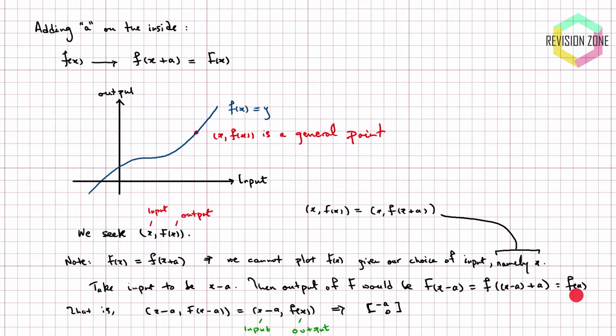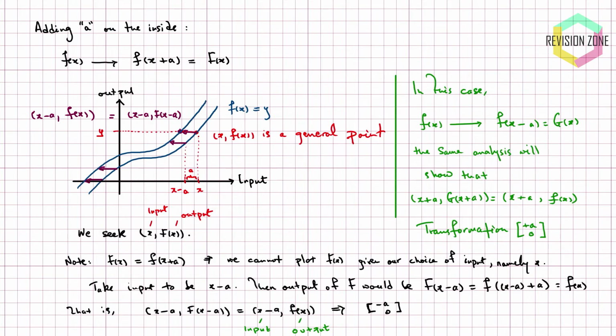So now consider this point here, x minus a, capital F of x minus a. And we know that's the exact same thing as x minus a to be our input, but our output is now lowercase f of x. Okay? So this tells us that our generic point is such that if I was to put in x minus a, then the capital F of x minus a will actually give me the exact same output as the lowercase f would give me just at x, right?